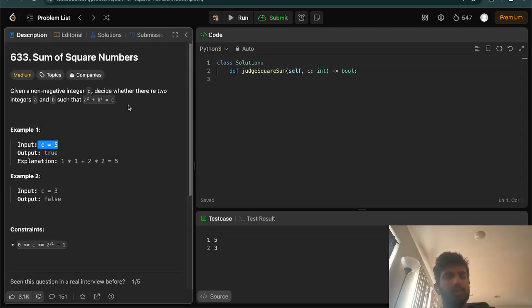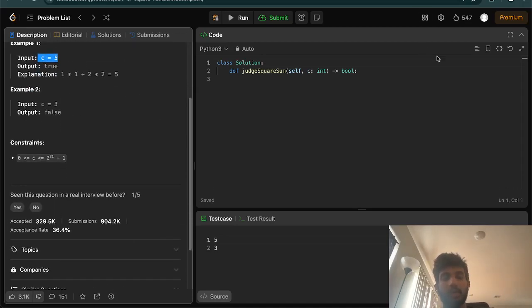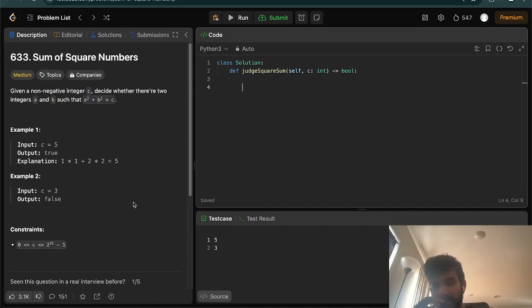I had some time to think of the solution before I started recording. So I have a solid solution that will work. There are multiple approaches for this problem, and I'll start with the basic approach and then come up with a better approach.